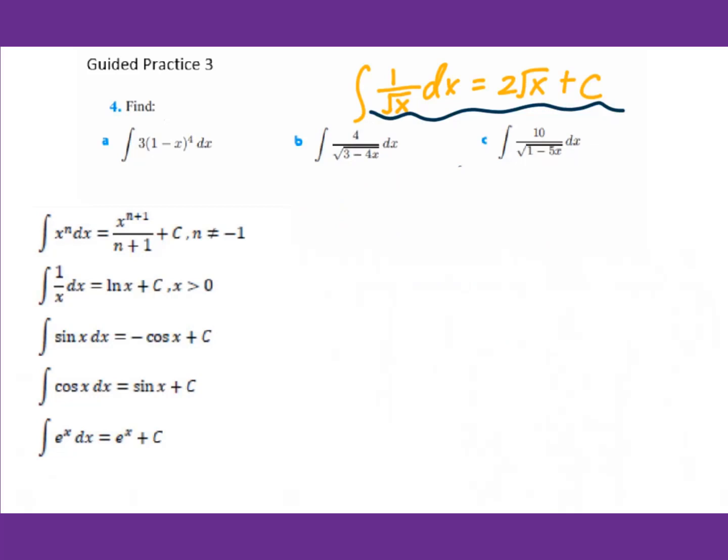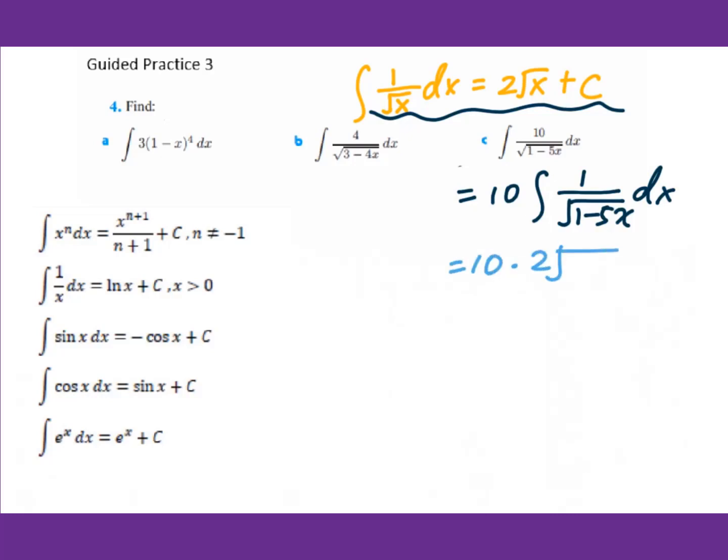Now let's go to c. 10 is a coefficient, so I take outside 1 over square root 1 minus 5x dx. You will get the 10 times 2 square root 1 minus 5x, then times 1 over a, that is 1 over negative 5, then plus c. Reduce, you will get the negative 4 square root 1 minus 5x plus c.